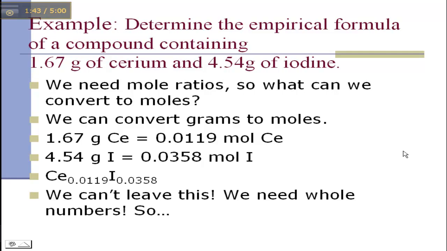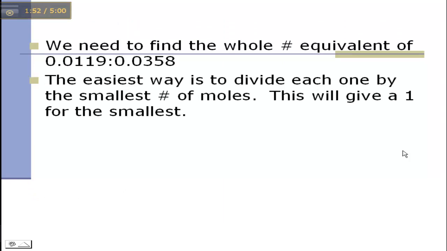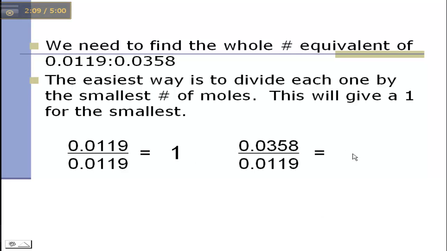Now, you guys know we cannot leave this. We have to have whole numbers. So how do we make it become a whole number ratio? The easiest way to do that is to divide each one of your moles by the smallest number of moles. This is going to give a 1 for the smallest. So 0.0119 is the smallest. So for cerium, if we divide by itself, we get a 1. For iodine, 0.0358 divided by 0.0119, we get 3.